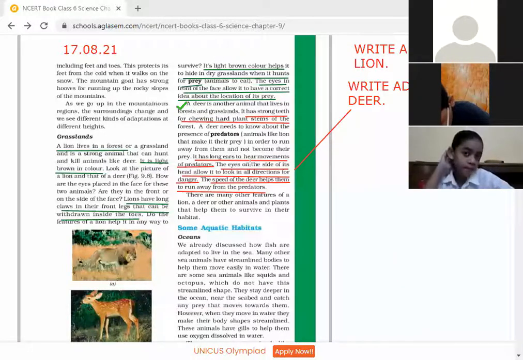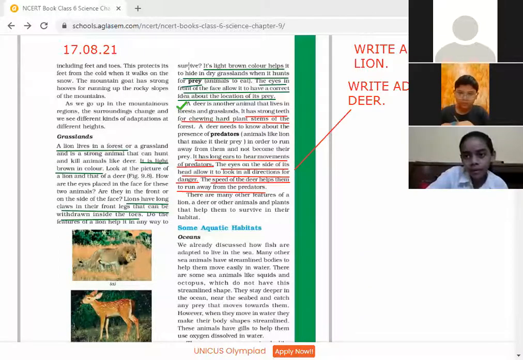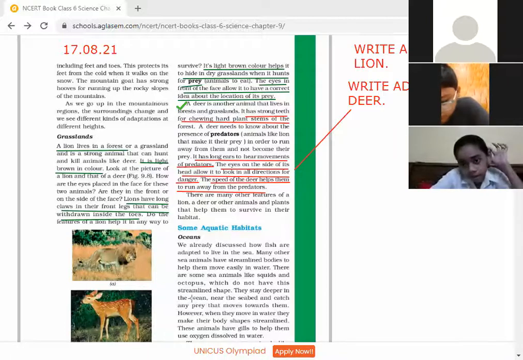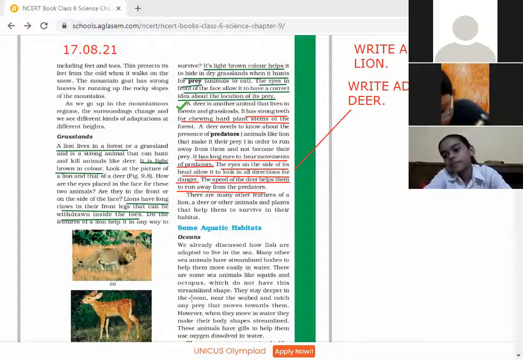Next, let's talk about some aquatic animals. Now we'll talk about the aquatic animals. First of all, let's study about the animals which live in oceans. Okay, Arav, start. Arav Kuliyal.